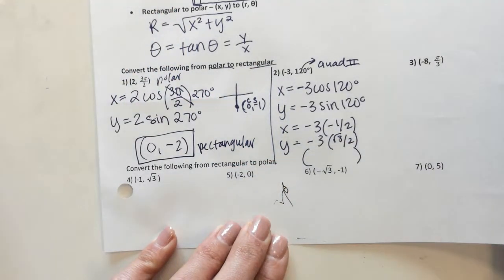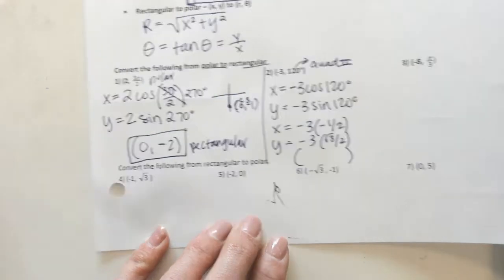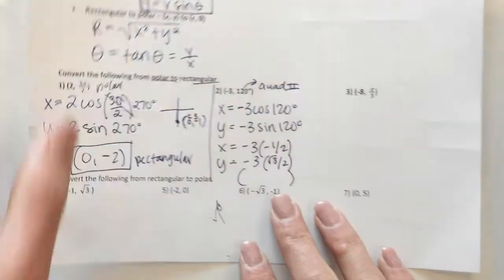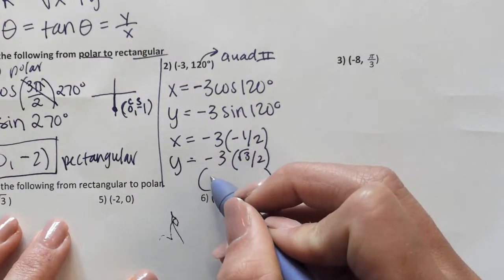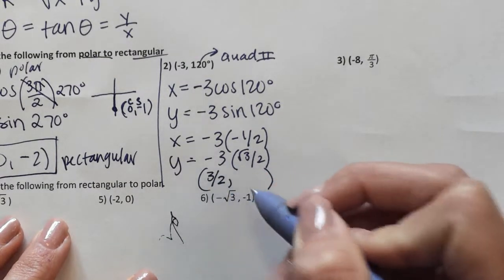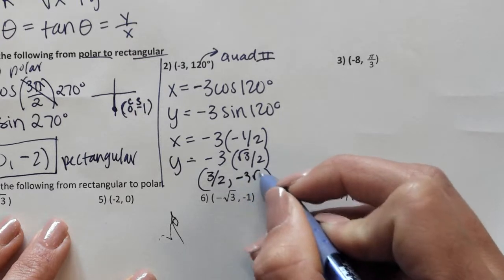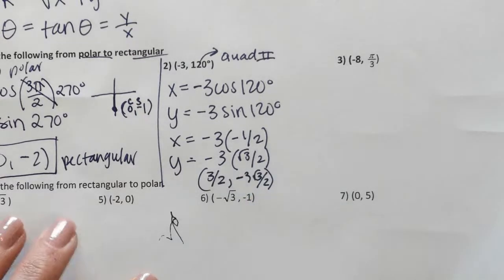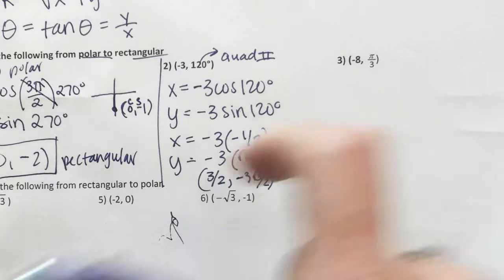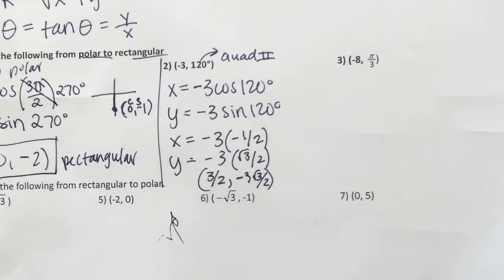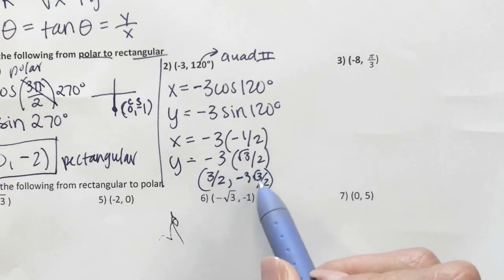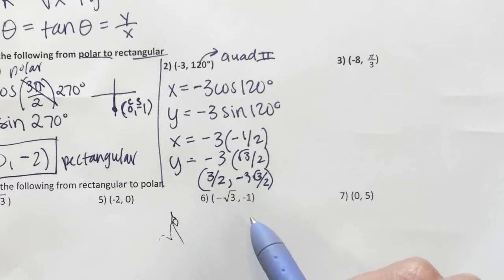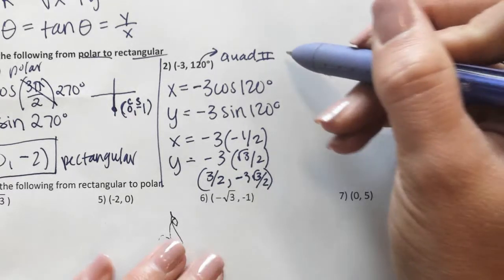So your x value is going to be negative 3 times negative 1/2. That's going to be what? Positive 3 over 2. This next one's going to be negative 3 root 3 over 2. Remember that when you're dealing with finding these trig values, do not give them to me as a decimal. How did you get that 3 square root of 3 over 2? Because you have to multiply negative 3 times square root of 3 over 2. Alright, try 3 on your own. Let me know if you need some help.